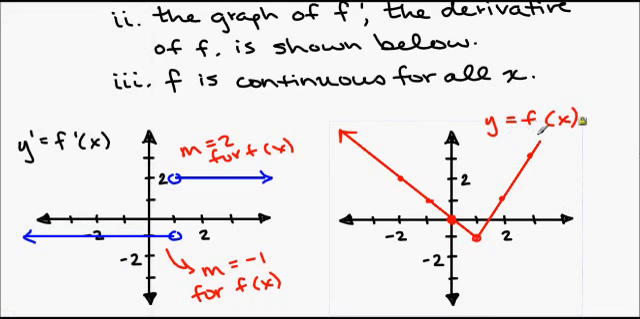Okay. And this should be a solid dot since we know that f is continuous for all x, and also there are some arrows on the ends of this graph. So this is our original function y equals f of x based off of the graph of its derivative. That wasn't so bad.